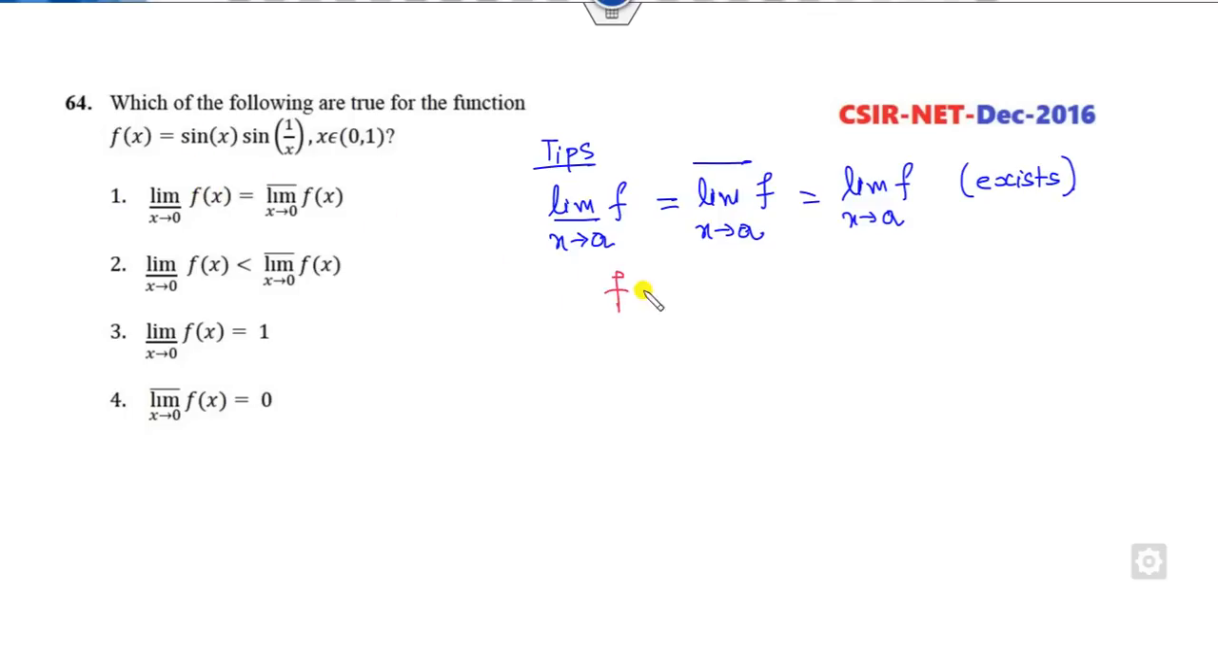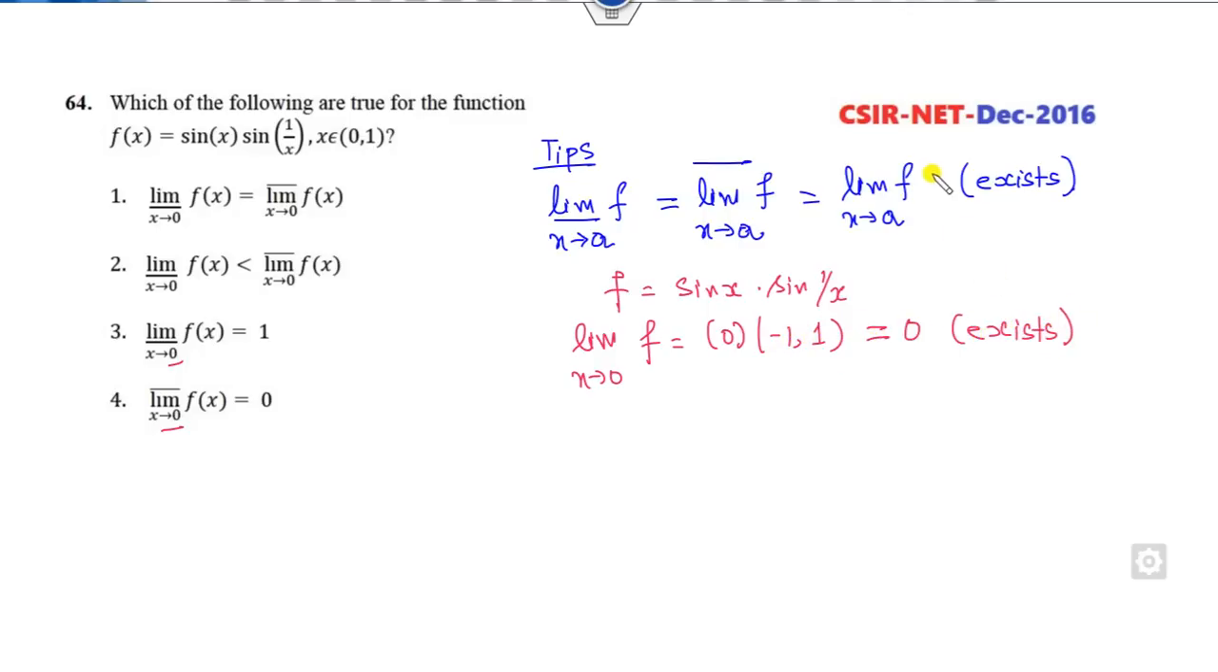Now you can see a function is given to you as sin x and sin 1 by x. They are all talking about 0. So what is the limit as x approaches 0 of f? Sin 0 is 0. This is a bounded function between -1 and 1. The answer is 0. So it means the limit exists. Once this limit exists, then we can say the lower limit and the upper limit are the same, and both are equal to 0. So this is the right option, and this is cancelled. So A and D are the correct options.